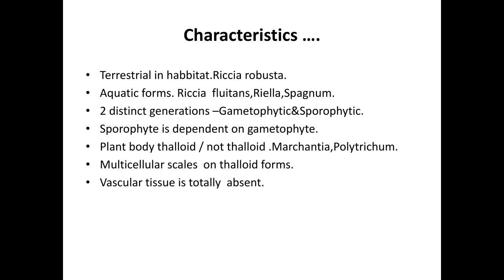Then multicellular scales are present on thalloid forms. These multicellular scales are violet in color and they protect the growing point of the bryophyte, and they are present towards the margin of the bryophytic thallus. The vascular tissue is totally absent in case of bryophyte.